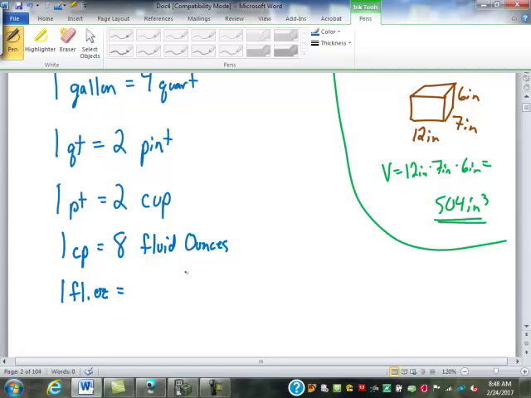Smaller than a fluid ounce is a tablespoon. Now, if you're like me, I memorized how many tablespoons were in a cup, not how many tablespoons were in a fluid ounce. So can anybody tell me either one? There are 16 tablespoons in a cup. There are 2 tablespoons in a fluid ounce.